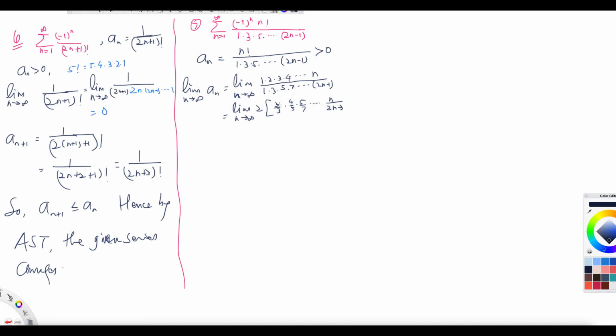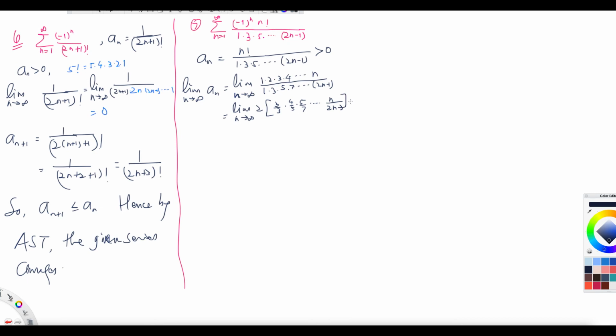Because when there is a 4, there is 5 there, right? When there is 5, there is 7. That is, 2 times the top minus 3 is the bottom. 2 times 5 is 10, minus 3 is 7, like that.